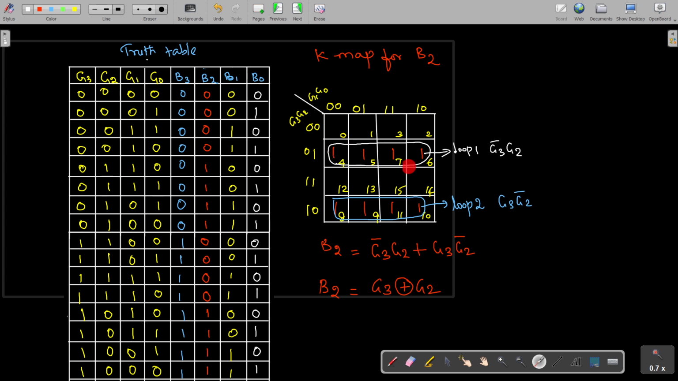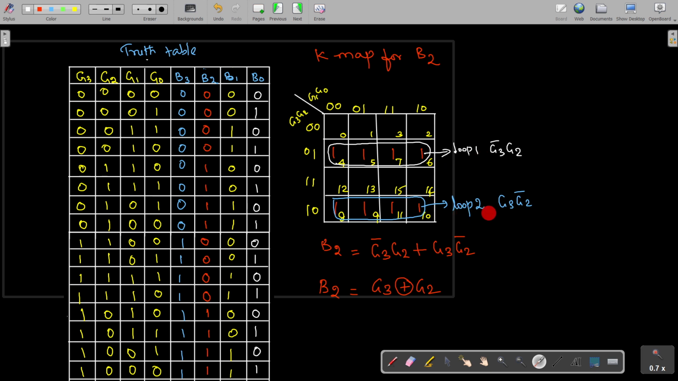Now, these four ones can be combined and these four ones can be combined, but we cannot combine them as an octet, isn't it? They are not adjacent. So here we can form a quad. Similarly, here also you can form another quad. So this is loop 1, this is loop 2. If you refer to this side, that is G3 bar, the 0 represents bar. So G3 bar, this represents G2, and column wise everything is covered, so it is equal to 1. So G3 bar dot G2 is the expression for loop 1.